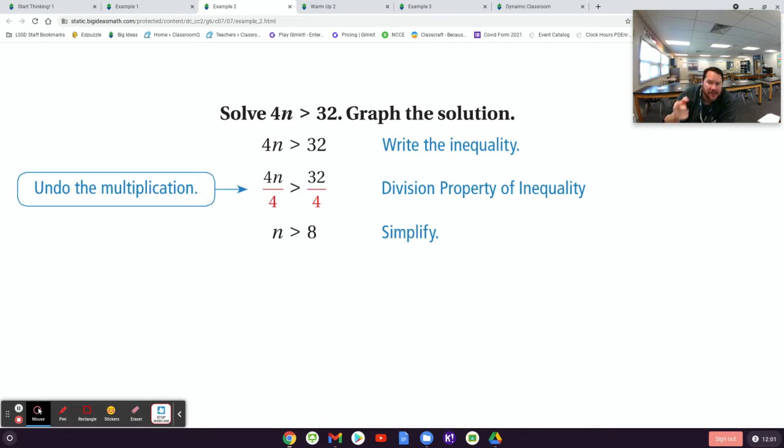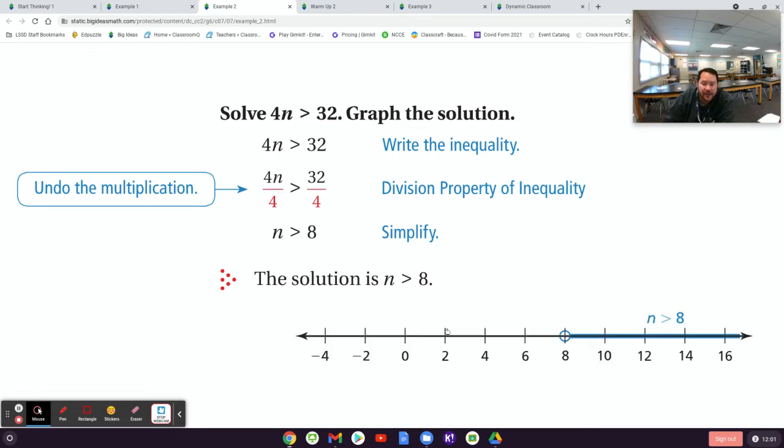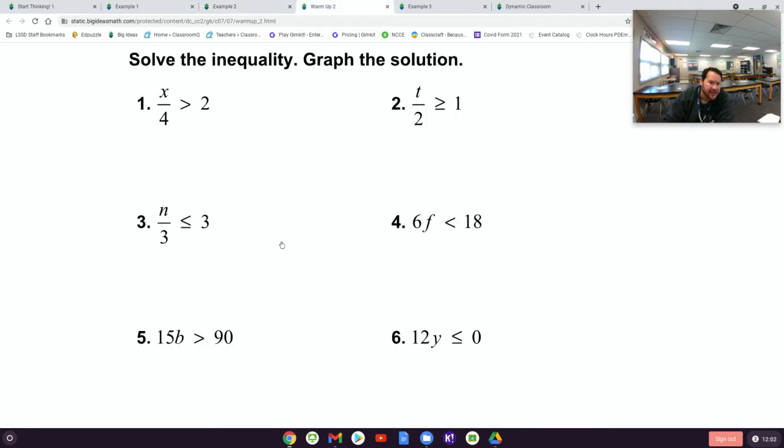Now when you graph this, will it be an open circle or a closed circle on 8? Because n is greater than 8 and it cannot include 8, you're going to have an open circle on 8. It could be 8.1 or 8.4 or anything bigger than 8. It just can't be 8. That's why there's an open circle on 8. Then the arrow is shaded in this direction because that's everything bigger than 8. Hopefully this is straightforward so far, because now you have a bunch of them to practice.